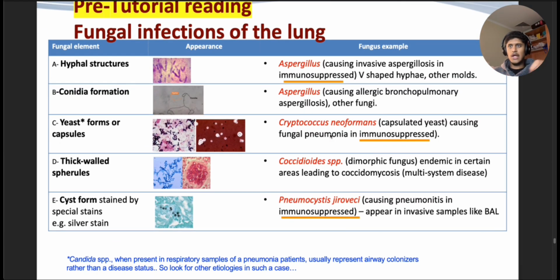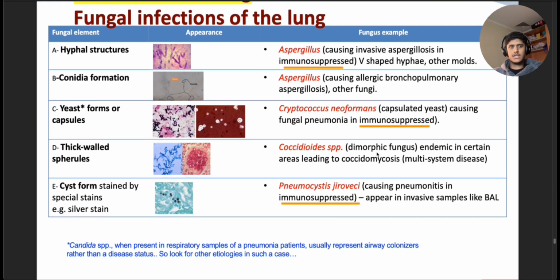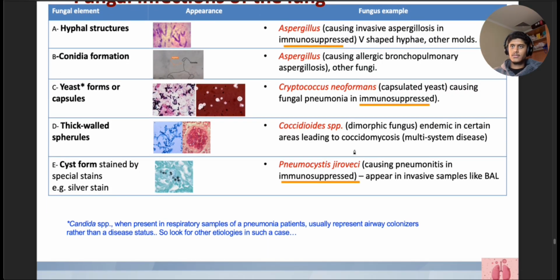It causes allergic bronchopulmonary aspergillosis, so it has an allergic component to it. Yeast: Cryptococcus neoformans has capsules, so we should remember the India ink stain, and it causes fungal pneumonia in immunocompromised patients. Coccidioides species have spherules with endospores, as we can see, and they are endemic in certain areas.